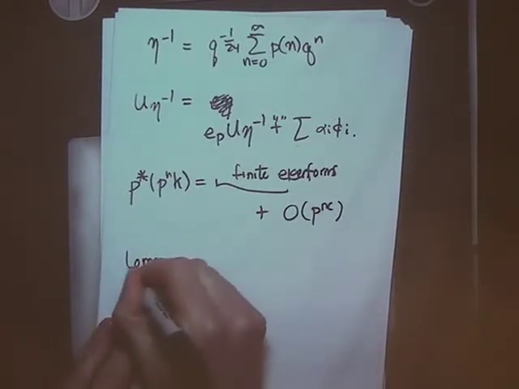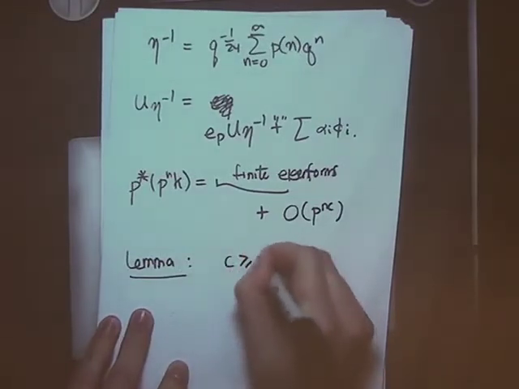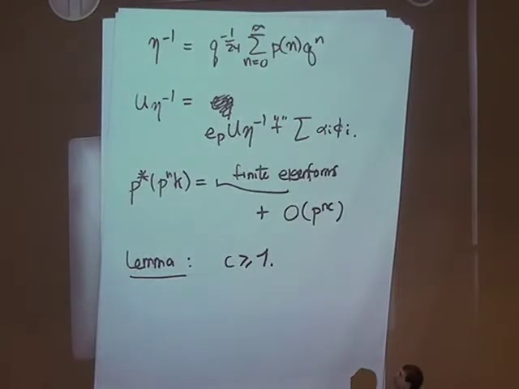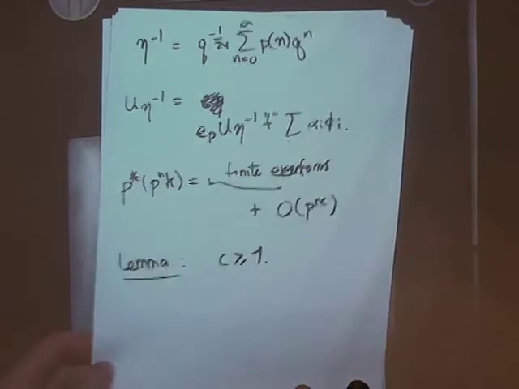But for big primes P, again, here's the following lemma, is that C is bigger or equal to 1. So in other words, the congruences you get for the partition function are true modulo really P to the n when you do it n times. Okay. So how do we prove these?